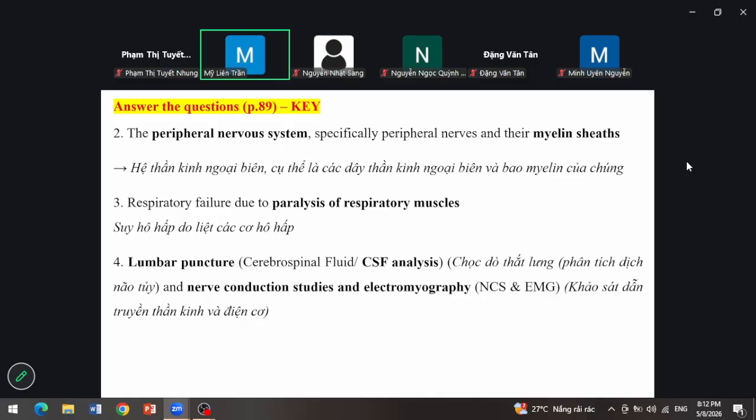Three, doctors or clinicians should monitor for respiratory failure due to paralysis of respiratory muscles that can potentially lead to fatal complications.